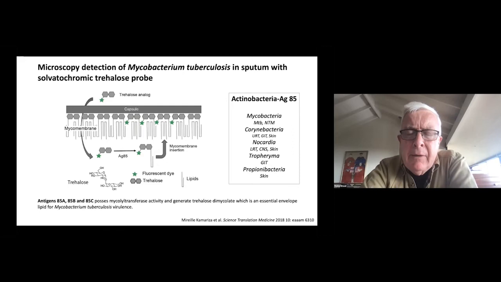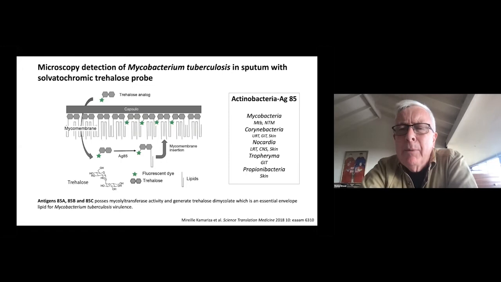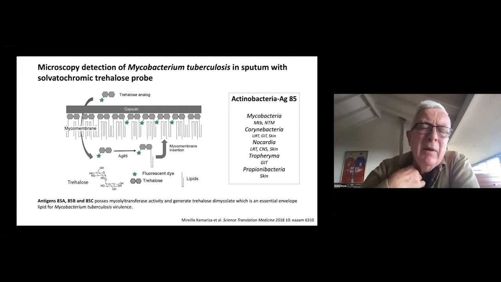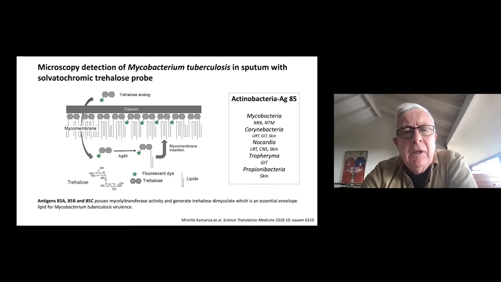That's a fairly broad grouping of organisms, but I think it's present in mycobacteria, also in non-TB mycobacteria, corynebacteria, also in nocardia, which is relatively rare. The organism causes Whipple's disease, which is not really related to respiratory problems, and propionibacteria, which are basically skin. So the concern would be, have we got any contamination from other mycobacteria and corynebacteria?